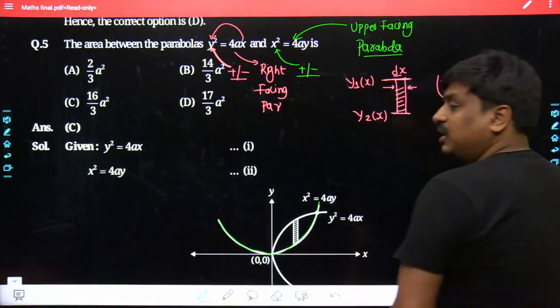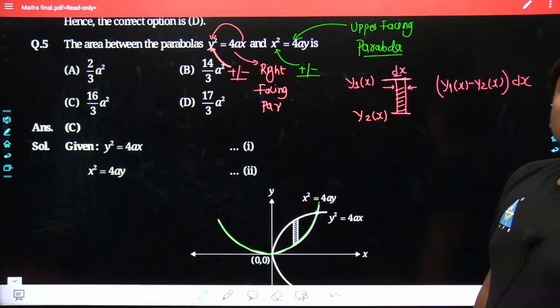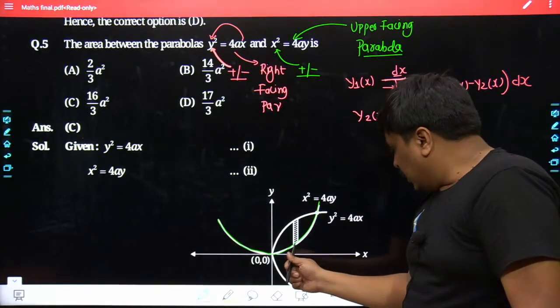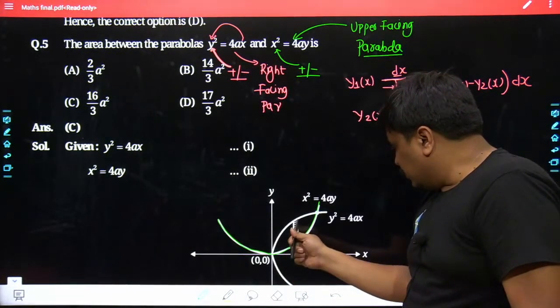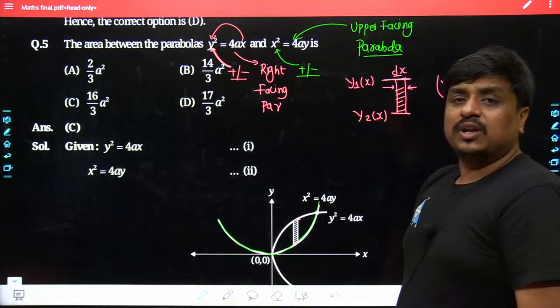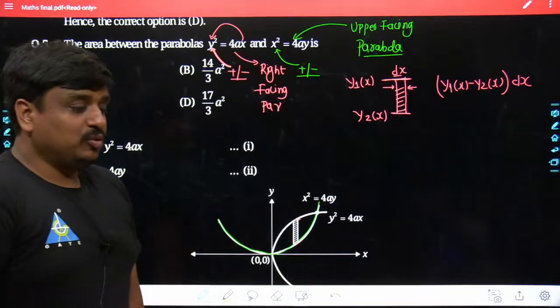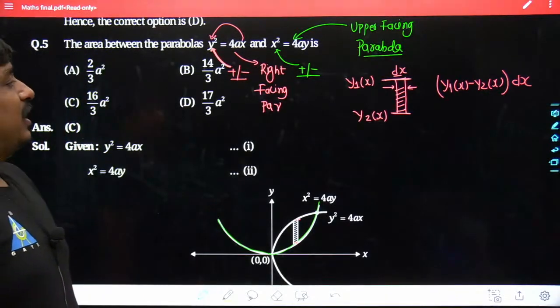its width has been taken as differentially small, or differentially 0. If its edge is taken as differential 0, you can take it as a straight line. You can assume this strip as a rectangular structure.